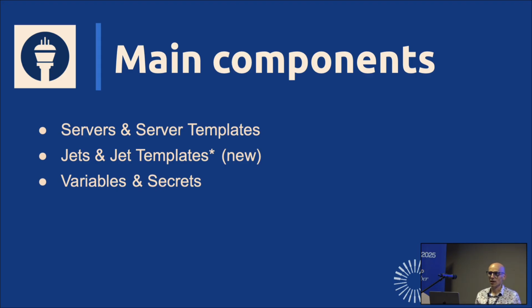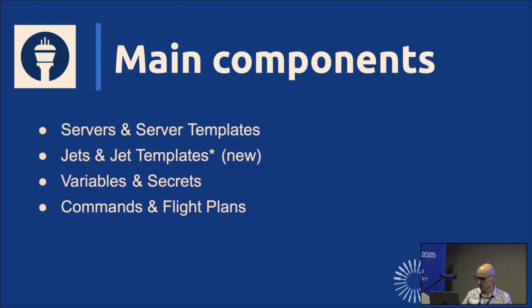Variables and secrets. This is something that's being used for rendering everything around Cetmix Tower, and I will show you a little bit later how it works. Commands and flight plans. Commands, I think it's obvious, are doing some actions. And flight plans are those scripts which are run to execute those commands on remote servers, though the flight plans themselves run in Tower, of course.